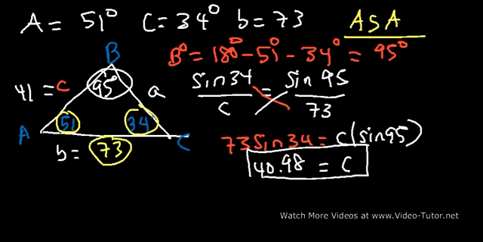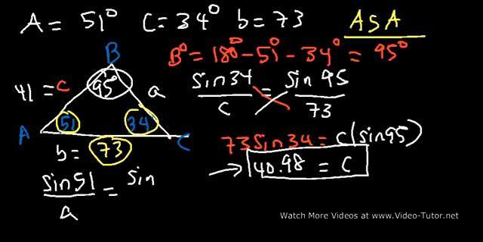Let's use B and A because for C we have a rounded answer. Sine of angle A, which is 51, divided by side A is equal to sine of angle B, that's 95, divided by B, which is 73. So once again, let's cross multiply.